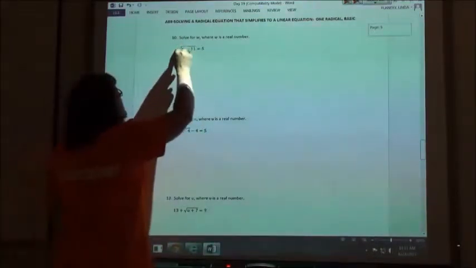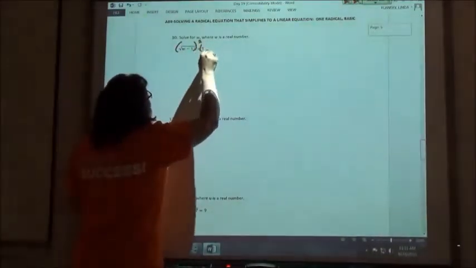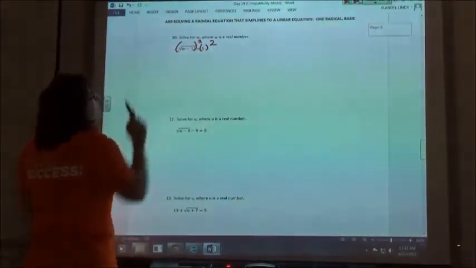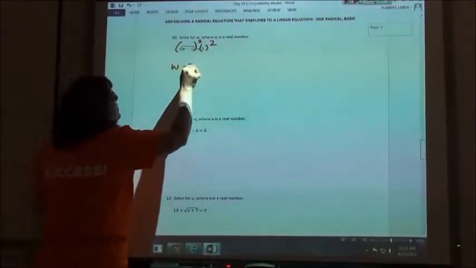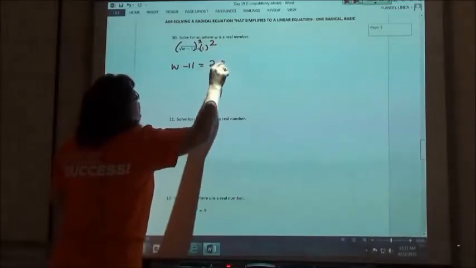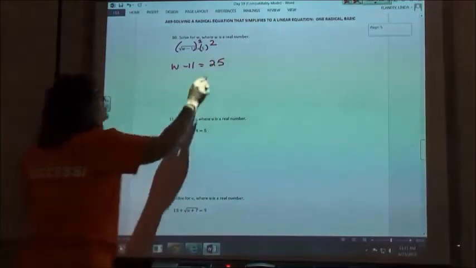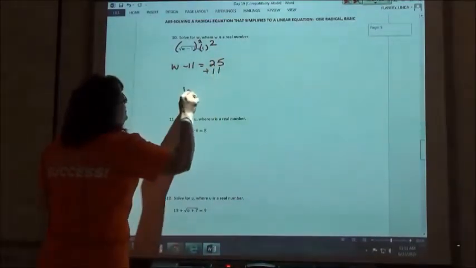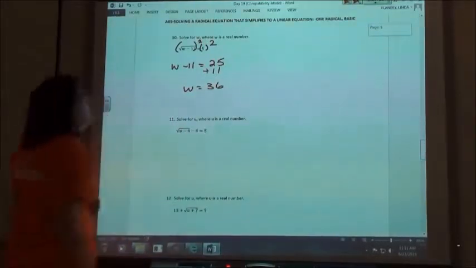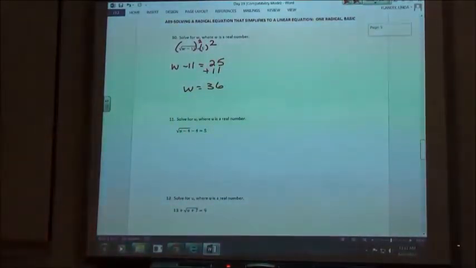So in this case, it's already by itself. We can just go ahead and square both sides. When you square that square root, it cancels out, gives me W minus 11. 5 squared is 25. And so when we solve that and we add the 11, W is going to equal 36.